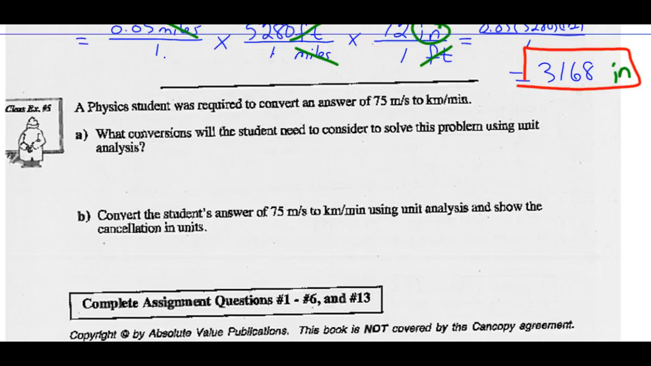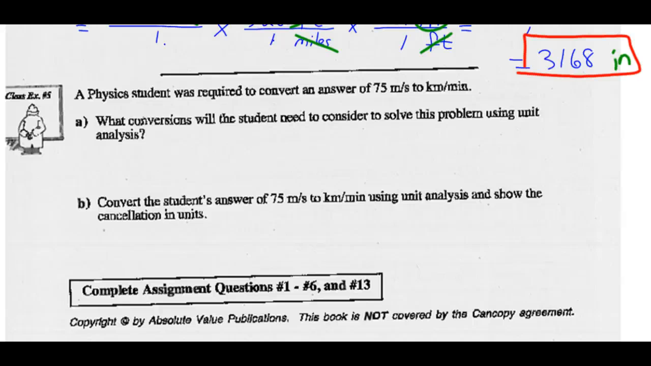Example 5. A physics student was required to convert an answer of 75 meters per second into kilometers per minute. What conversions will a student need to consider to solve this problem using unit analysis? Well, we want to go from meters to kilometers. They need to know that conversion. And then we want to go from seconds to minutes. So you need to know that one as well. So those are the two conversions they need to know.